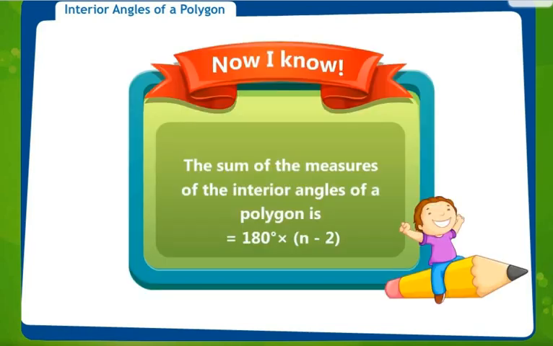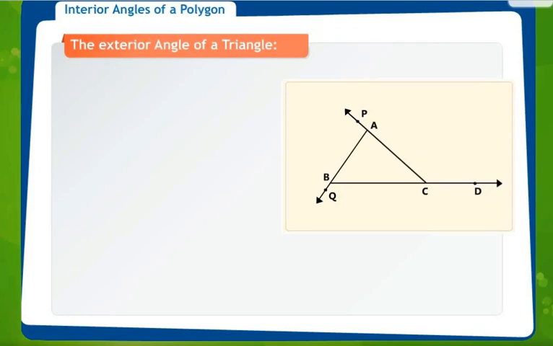Now we are going to study this formula. You have to keep it in mind. I'll repeat. The sum of the measures of the interior angles of a polygon. A polygon is a plane two-dimensional figure with straight sides. So the sum of the measures of the interior angles of a polygon is equal to 180 degrees into n minus 2. n is the number of sides present in a polygon. I hope you will remember this formula to calculate the interior angles.